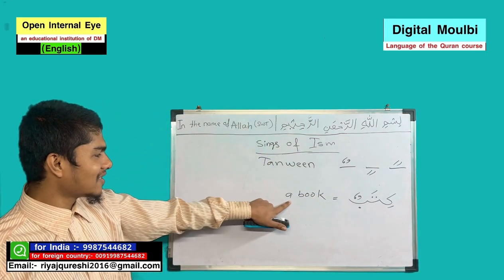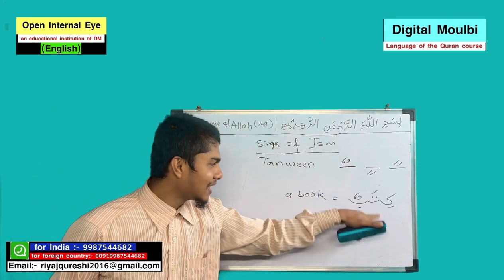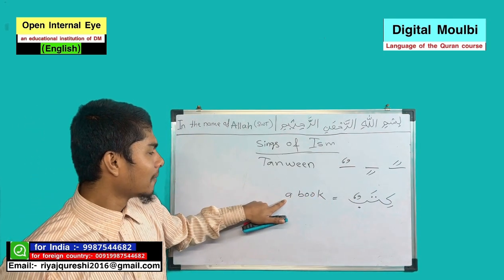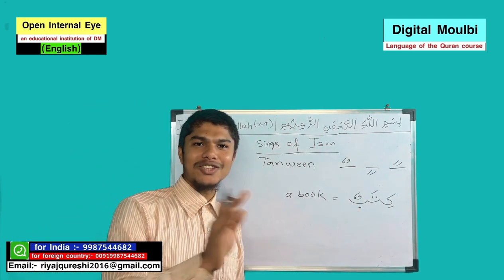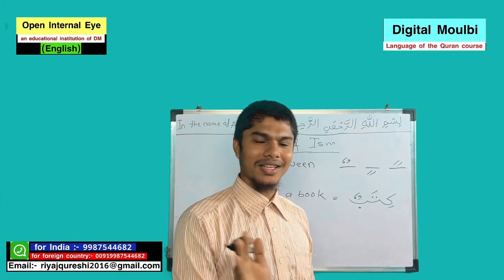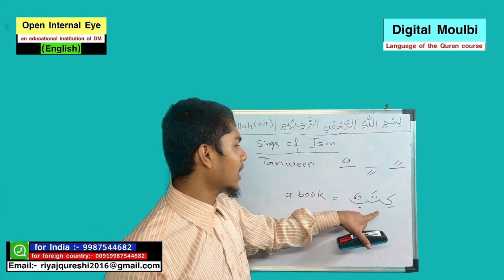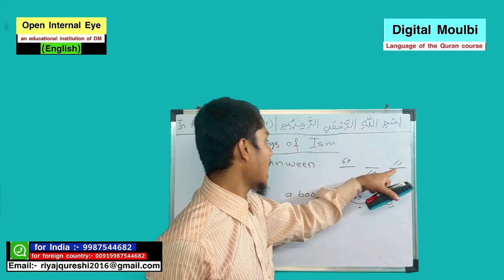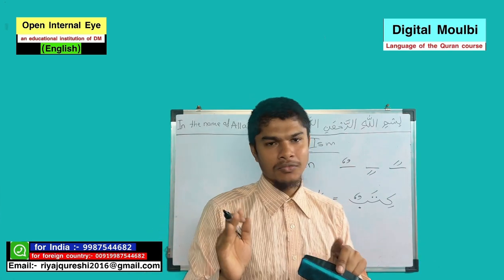Now you can see this is a book. That means this kitabun, in kitabun it also has an article. In Arabic there is no word for article. Okay, there is no word for article in Arabic. So if you see a word with un, an, in, that means it has a or an.